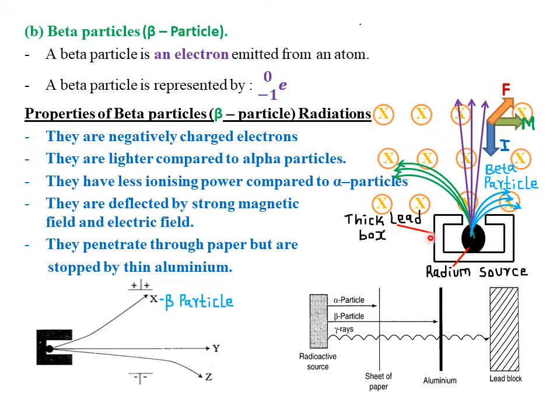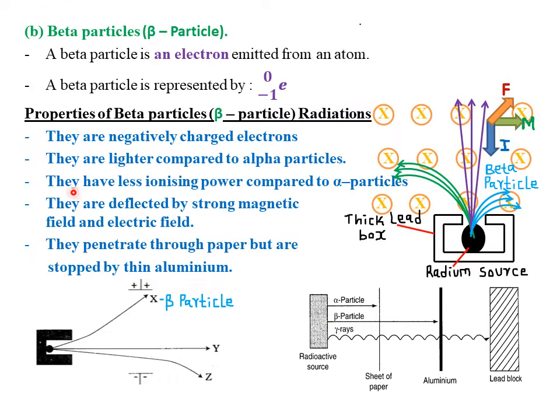Remember, lead absorbs most of, in fact, all the radiations. That is the alpha, the beta, and also the gamma rays. Then the fourth property of beta particles is that they penetrate through paper but are stopped by thin aluminium. So you can see we have an aluminium foil here, which is actually stopping these particular beta particles.